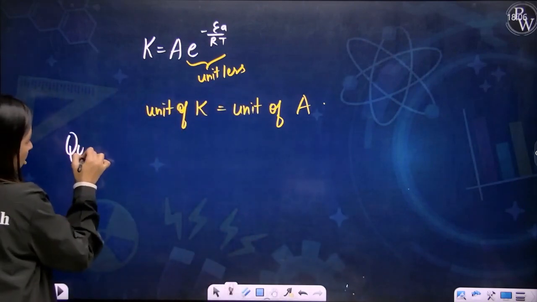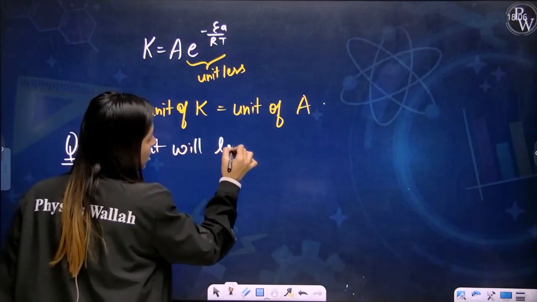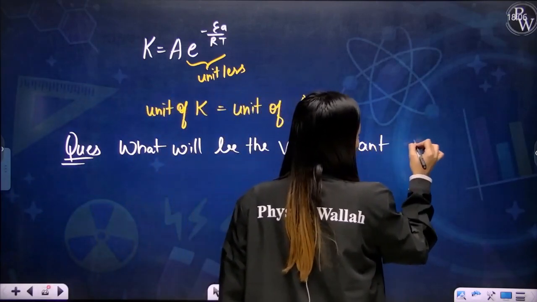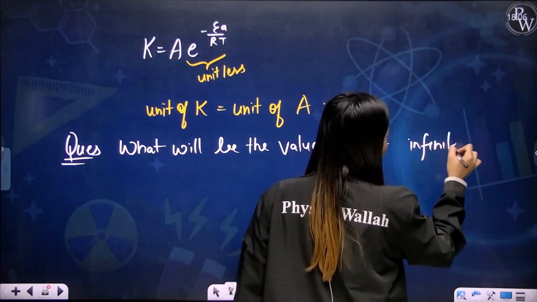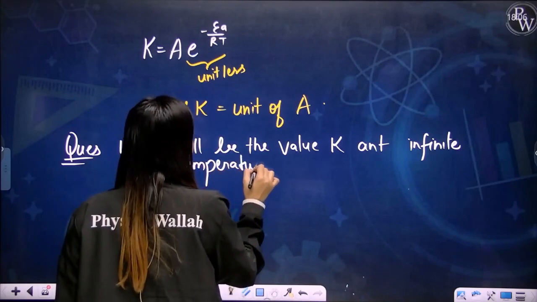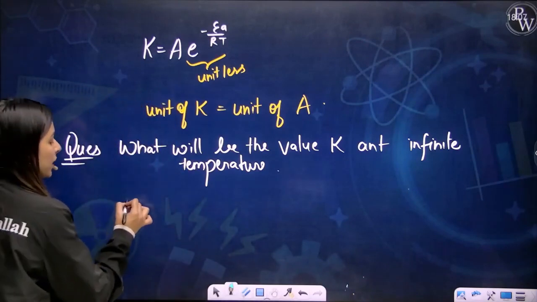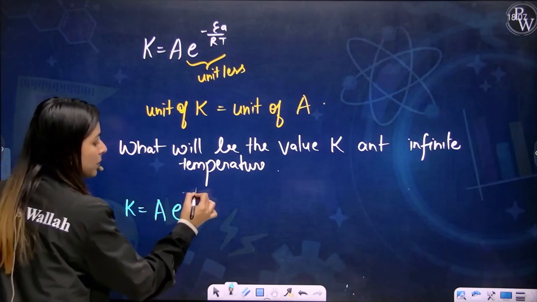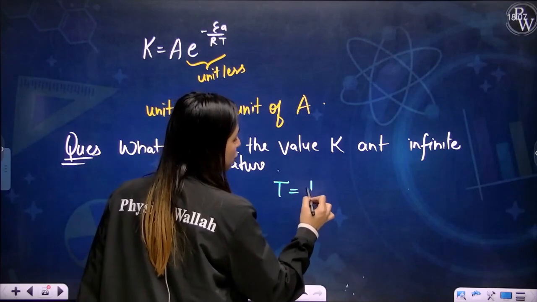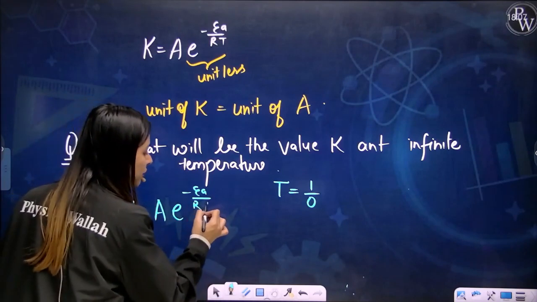Imagine I have given you a question: what will be the value of K at infinite temperature? If you have increased the temperature to an infinite value, what will happen to the K value? Let's try. We know that K is equal to A e raised to the power minus EA upon RT. Now, since you are increasing the temperature to infinite, this is equal to 1 upon infinity, so this would be 0.